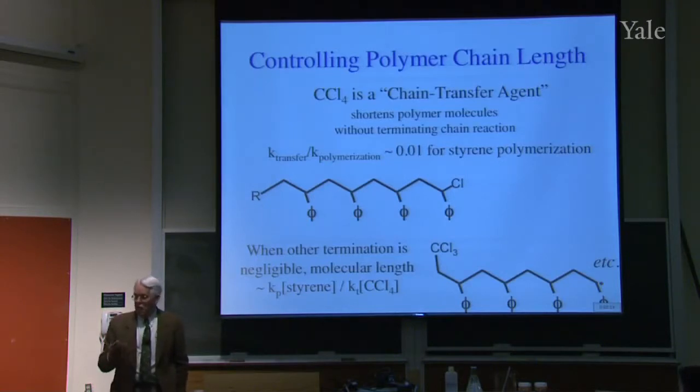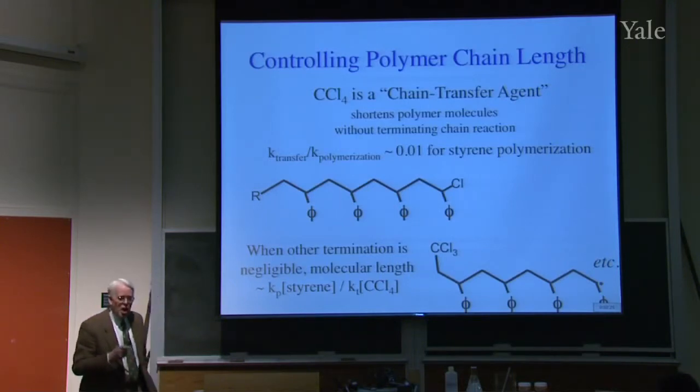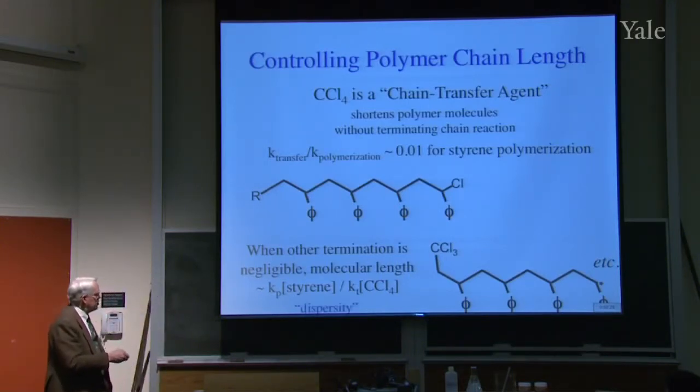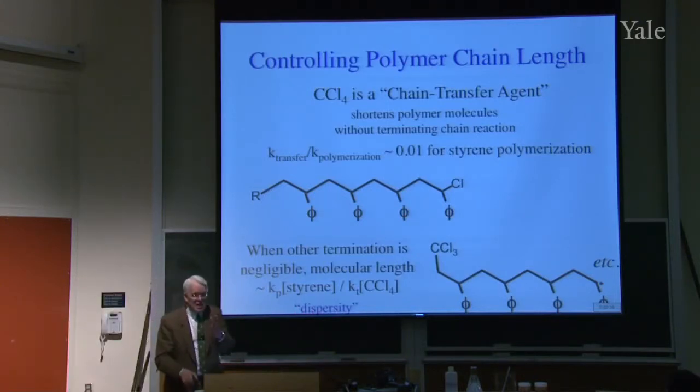So you get, on average, about 100 units in a chain. If you had more carbon tetrachloride, you get shorter chains. If you had less, you get longer chains. So you can control it, but not precisely. There's a property called dispersity, which is, they're not all exactly the same length. They're average that, but some are longer, some are shorter.